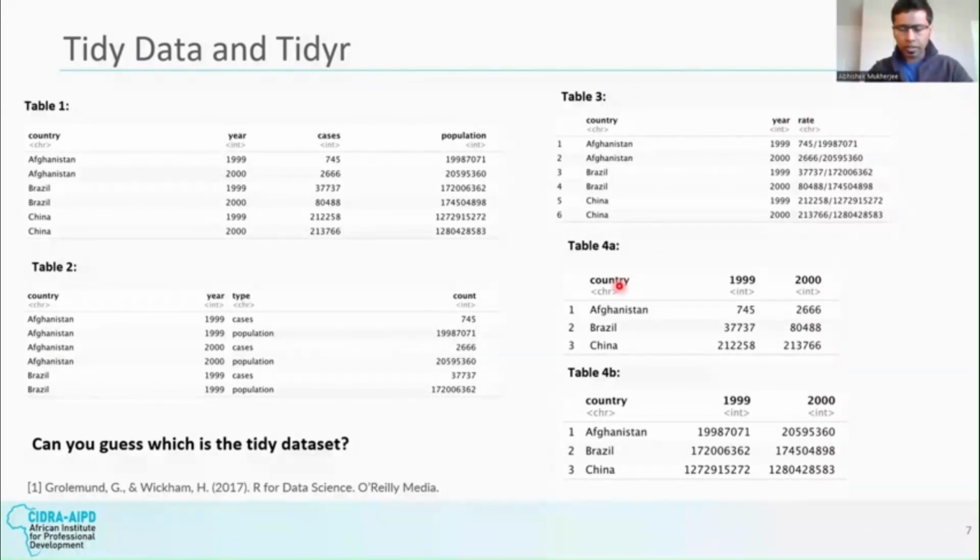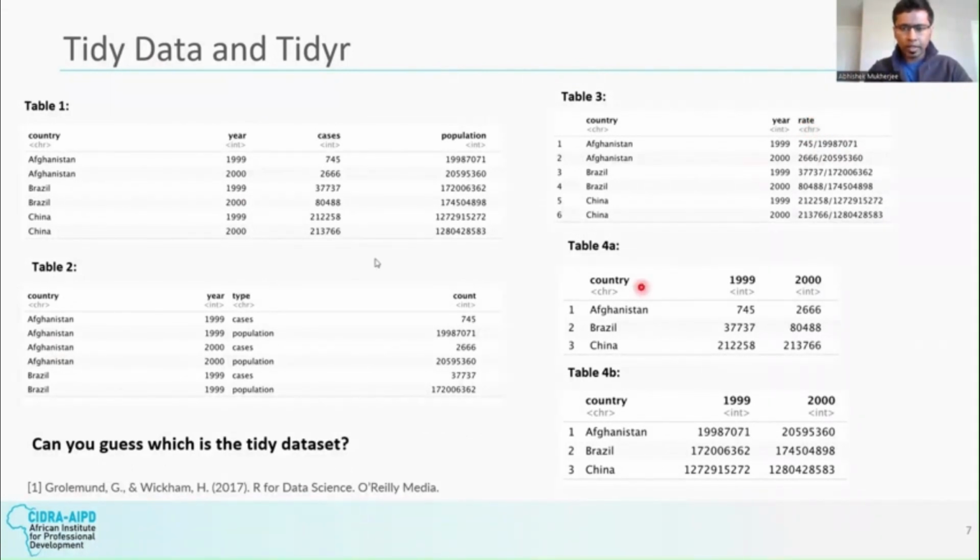Now, if we look at table 3 here, we can see that table 3 has a different schema altogether. It has country and year columns, but now it has a rate column. If we did not know what the values of 745 and this denominator value mean, then it's very hard for us to interpret what this rate column actually means.